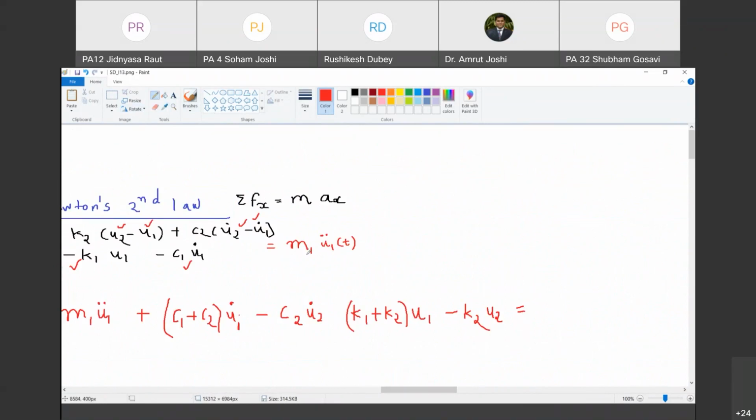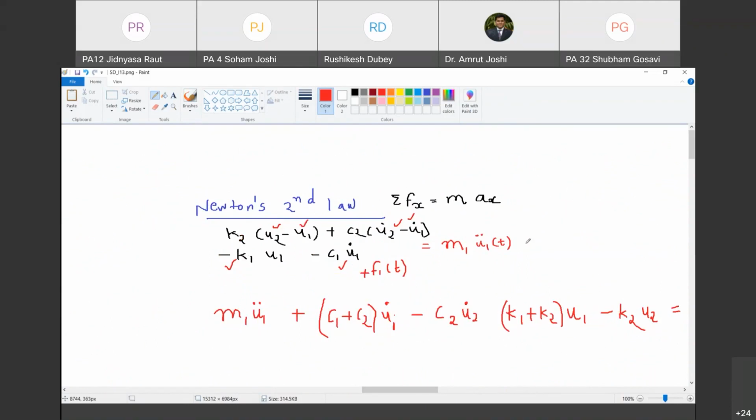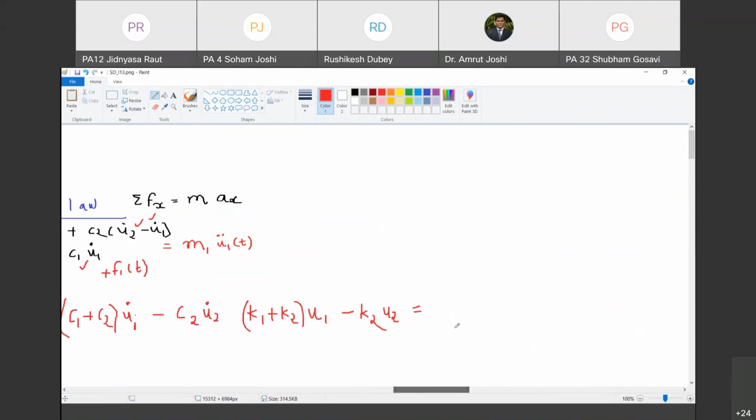What will be the change? This will be M1. Here it will be plus F1 of t. Are you with me? Yes, sir. And as we have taken everything on the right hand side, this F1 of t remains positive. So it becomes F1 of t. Are you with me?